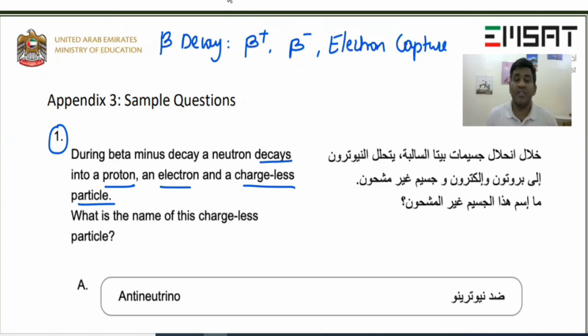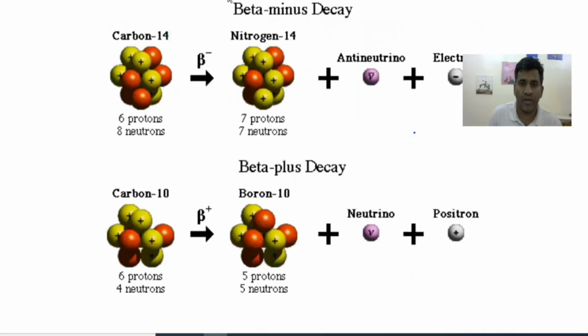But during this process, especially in the beta plus decay and the beta minus decay, whenever this conversion is happening, along with emitting the proton and electron or accepting the electron, an uncharged, that is a chargeless, particle will also be generated. And the question here is what is the name of that chargeless particle. Let me show you here. Consider this is a beta minus decay which we are talking about.